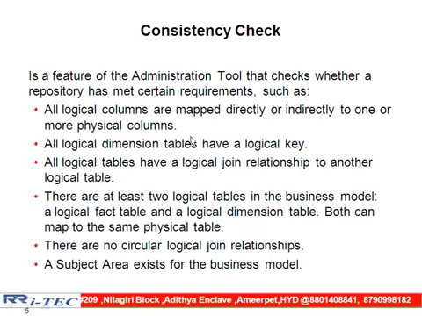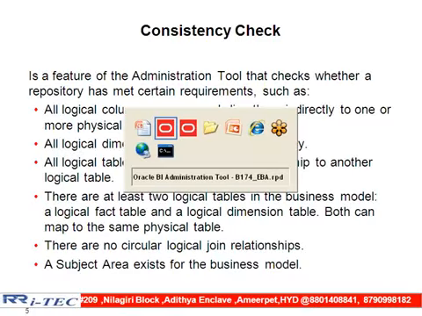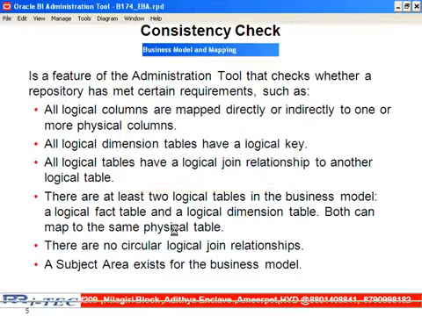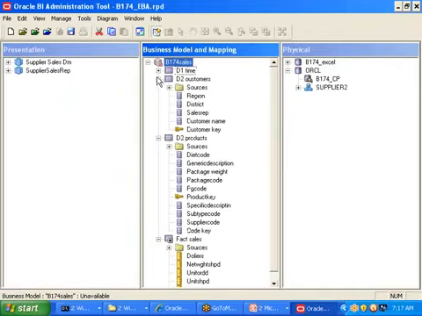So that point also we understand clearly. Let us move on to the next one. There are at least two logical tables in the business model, a logical fact table and a logical dimension table. That means two tables must be there. Out of those two tables, one must be a dimension table and one must be a fact table, and both can map to the same physical table. Of course, you may be deriving the two tables from only one physical table. That's what it's telling. Let us try to understand that full concept.